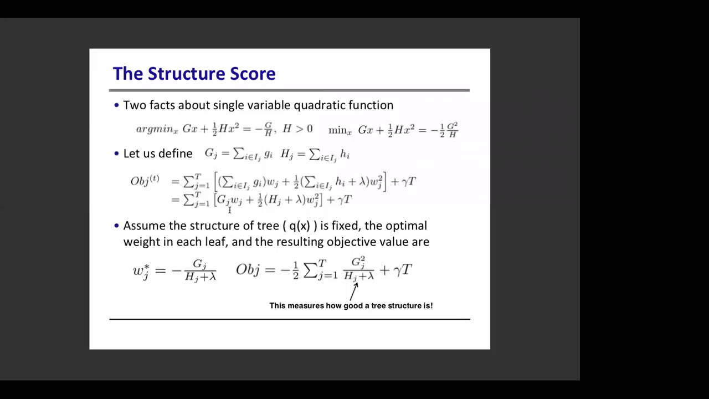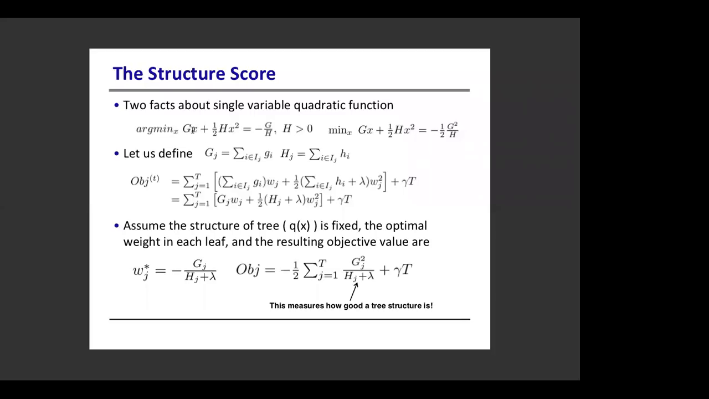Now, what is the minimum value of this one? If we have Gx plus half of Hx squared, what will be the minimum value of this one? Anybody? How will we compute the minimum value of this one? So we have Gx, let's say G is constant, and half Hx squared, again H is constant. What is the minimum value of this one?